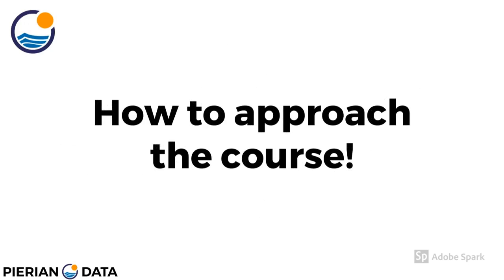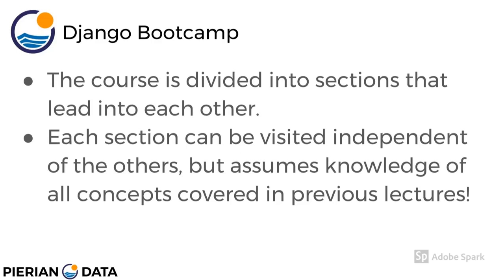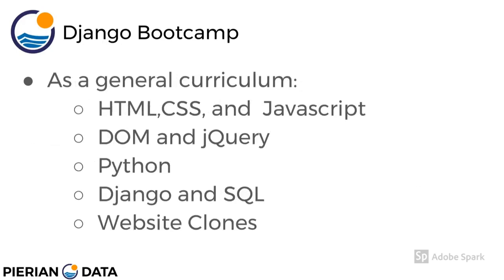How to approach the course. This course is divided into sections that lead into each other. Each section can be visited independent of the others, but they also assume knowledge of all the concepts covered in previous lectures. As a very high-level overview of the general curriculum, we first talk about HTML, CSS, and JavaScript, and then we continue talking about the document object model and jQuery, and that's really the front-end half of the course. Then the second half of the course discusses the Python programming language, how to work with Django and SQL, and then after that we have website clone projects.